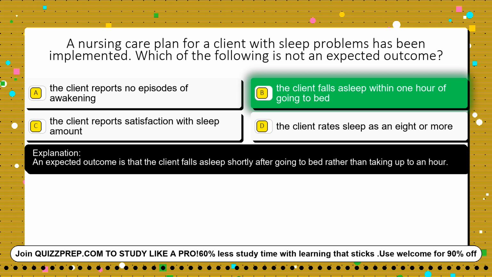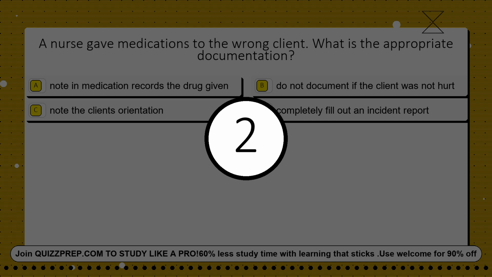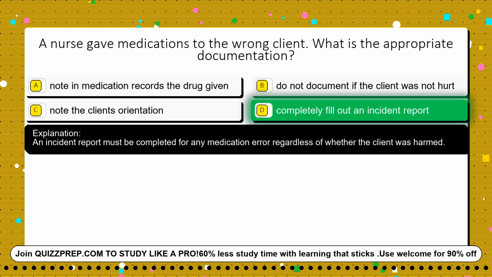Question 47. A nurse gave medications to the wrong client. What is the appropriate documentation? Option A, note in medication records the drug given. Option B, do not document if the client was not hurt. Option C, note the client's orientation. Option D, completely fill out an incident report. The correct answer is option D. An incident report must be completed for any medication error regardless of whether the client was harmed.